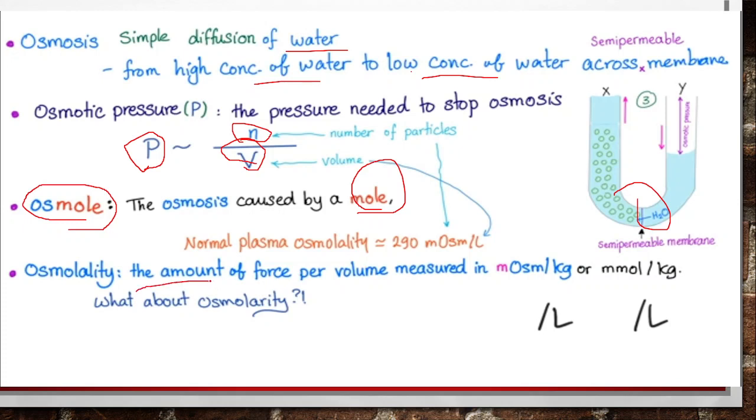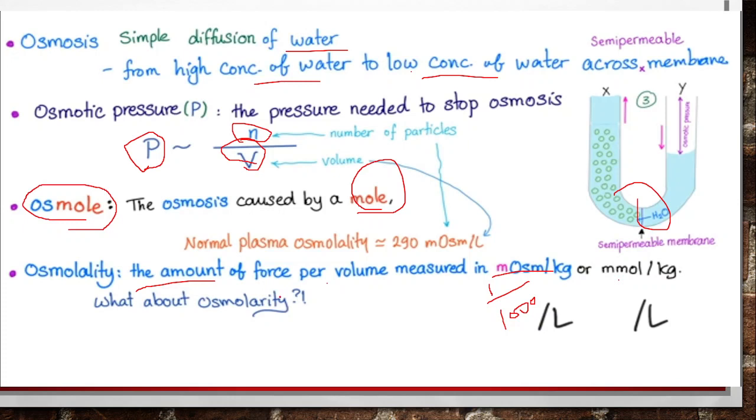Osmolality is the amount of solute per mass of solvent, measured in milliosmoles per kilogram. A milliosmol is 1/1000 part of an osmol. So osmolality is the amount of solute per kilogram, measured in milliosmol per kg.